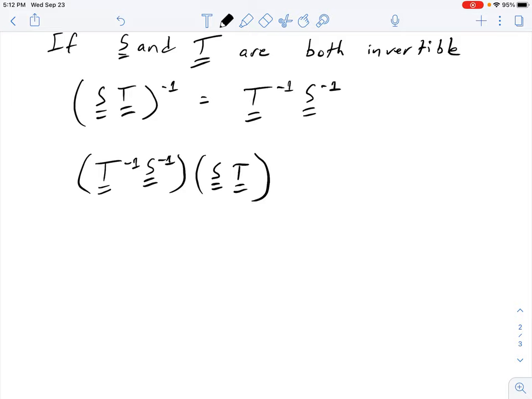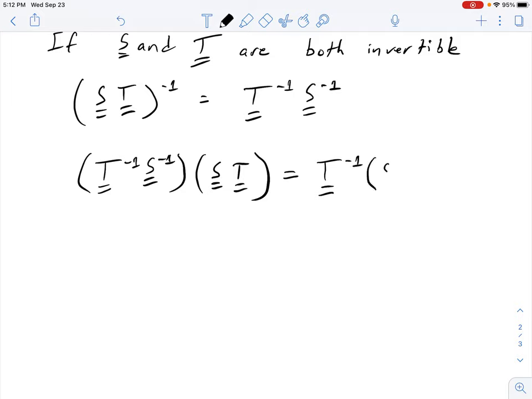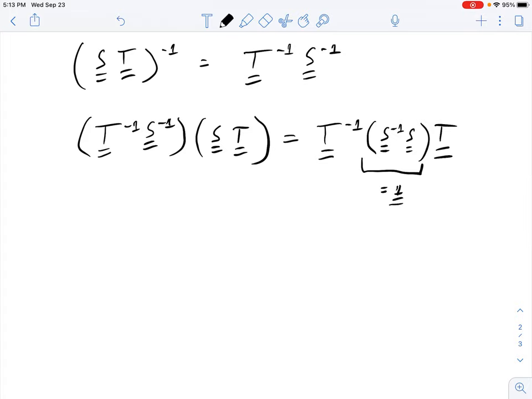We can regroup things, change the parentheses around, since the order of multiplication here is still going to be left to right. And then this part here is the identity. So this is equal to T inverse identity T, which is equal to T inverse T, which is equal to the identity tensor.